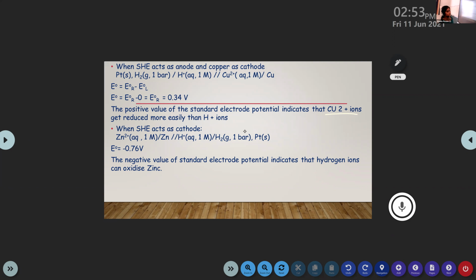Ma'am, why is platinum included in the cell representation? The standard hydrogen electrode should be standardized using certain criteria. First is temperature, which is maintained there. Pressure is also maintained. And this platinum just acts as a catalyst for this chemical reaction. Okay, ma'am.